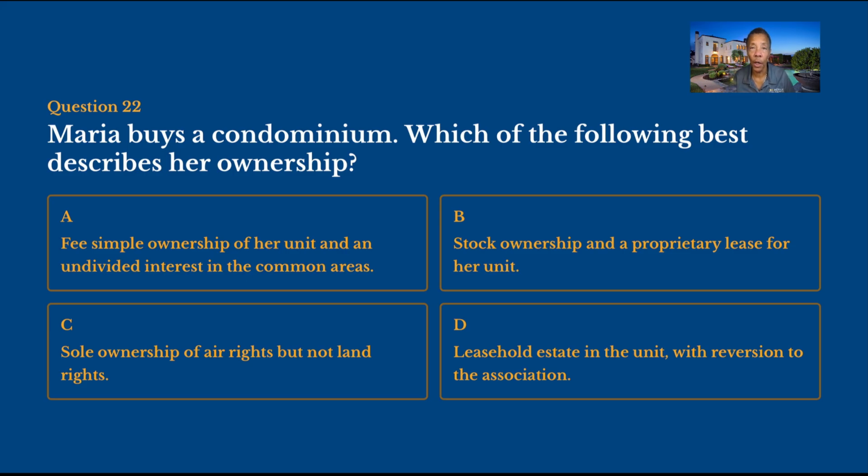All right, so what is a condo? A condo is fee simple ownership in a unit, and you share the other stuff, the swimming pool, the parking lot, the playground, with everyone else as tenants in common, and those are called the common elements. So the answer here is A.